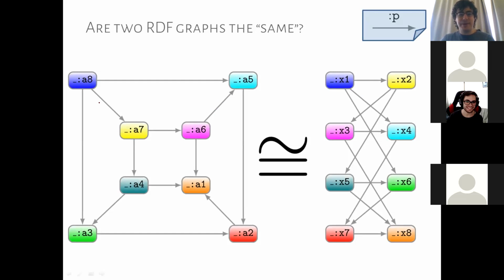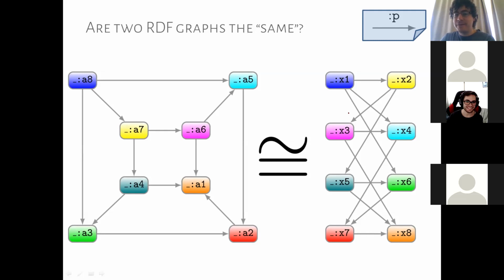For example, this blue node here links to the yellow node, which links to the pink node, and so forth. So you can see that the structure of the graph is the same. It's just been drawn differently. But this is a hard problem.